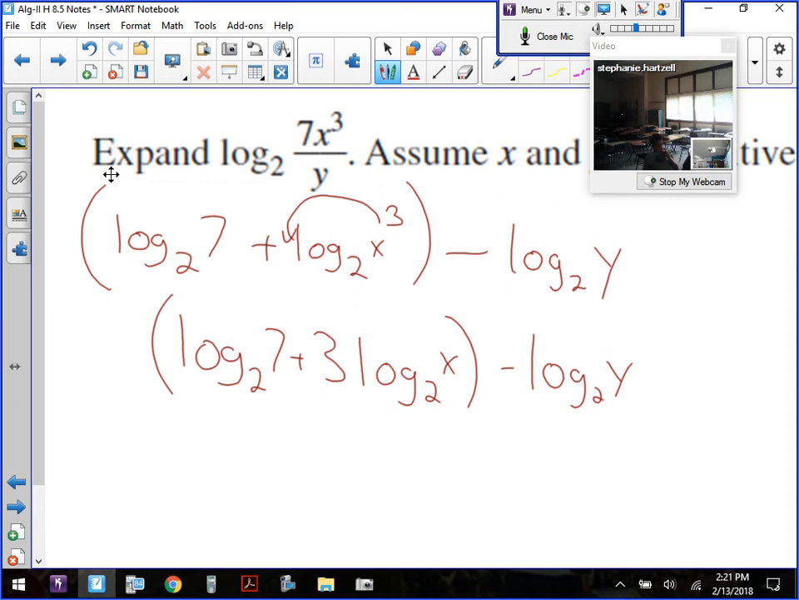Oh, see how it's got the log base 2 of x cubed? When you have an exponent after a log, I can move that exponent in front of the log. The property tells me so.